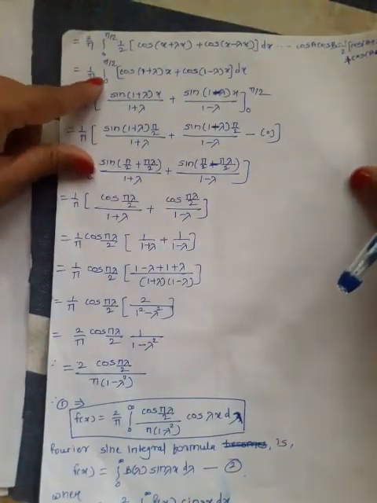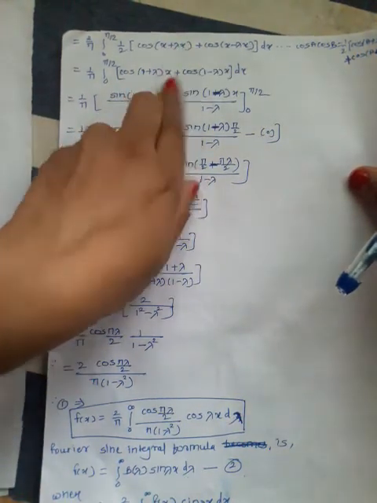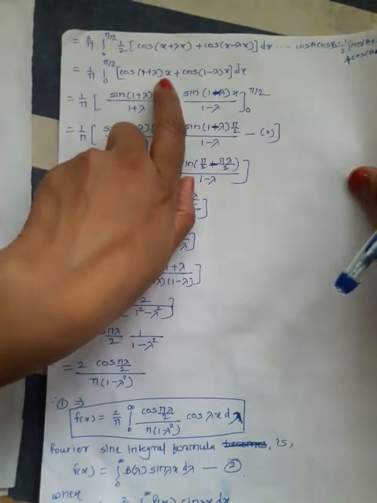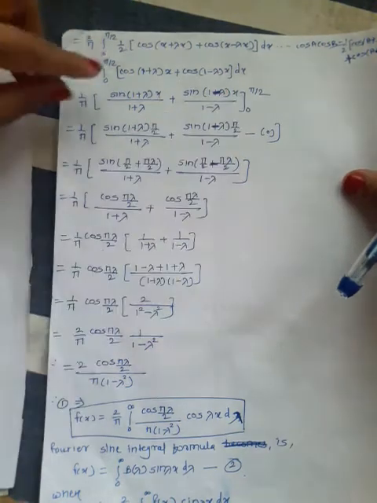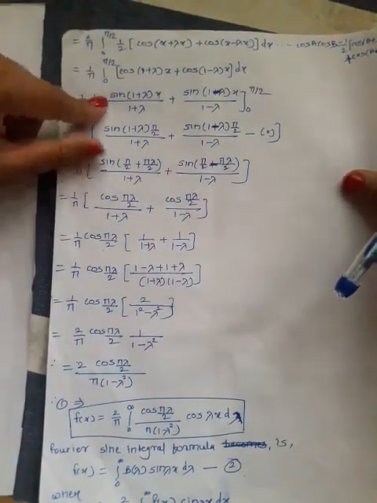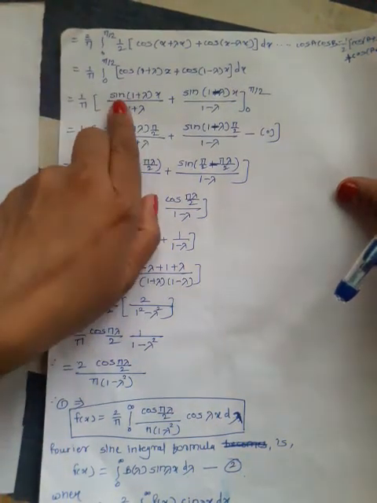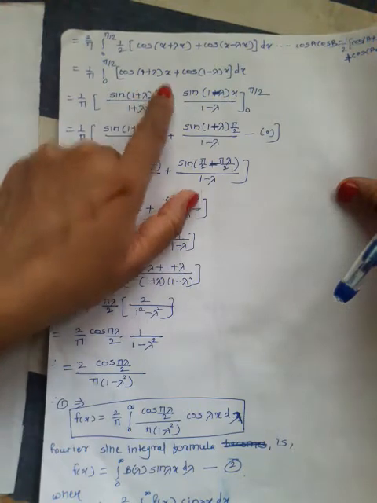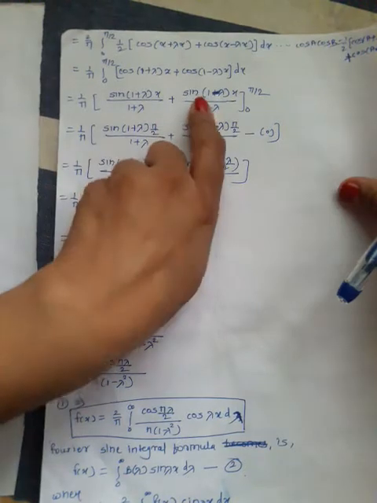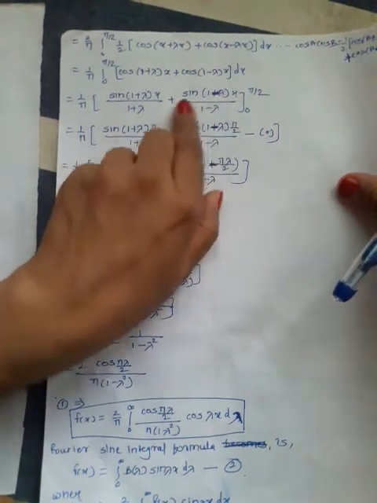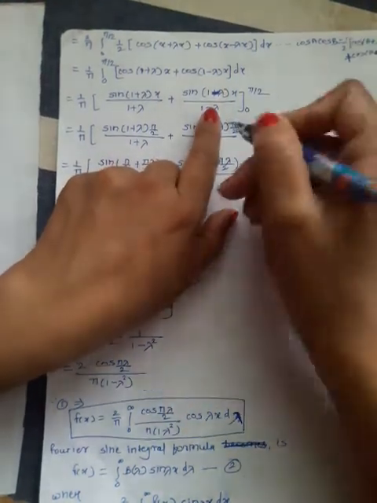We get 1 upon pi, 0 to pi by 2 cos of, just take x common from the bracket, we get angle 1 plus lambda into x plus cos of 1 minus lambda into x dx. Okay, now what is the integration of cos? Sine. Integration of cos is sine and integration of sine is minus cos. Now cos integration is sine, rest of the terms as it is, 1 plus lambda into x upon angle derivative divide, that is 1 plus lambda, plus cos integration is sine 1 minus lambda into x upon 1 minus lambda as it is, that is the derivative of this angle.